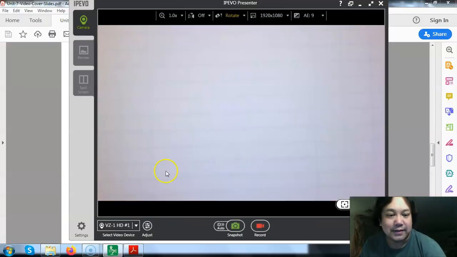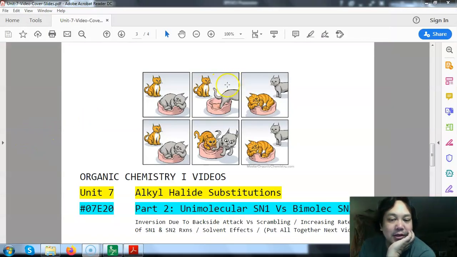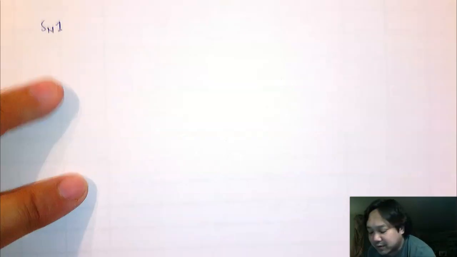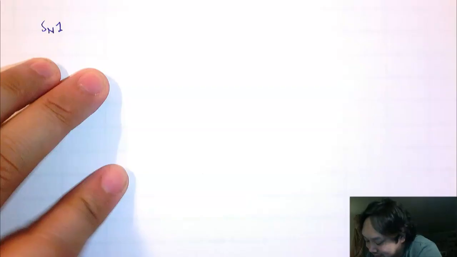But let me show you for SN1, because with SN1, you notice that the nucleophile doesn't do backside attack. It's actually waiting, and you form some type of intermediate. Do you remember what the intermediate was for an SN1 reaction? For an SN1 reaction, you go through the carbocation.